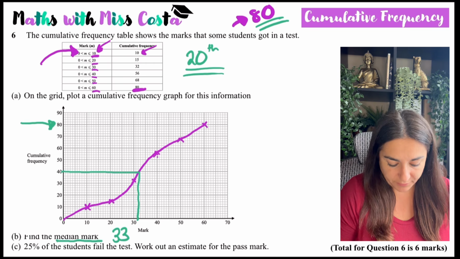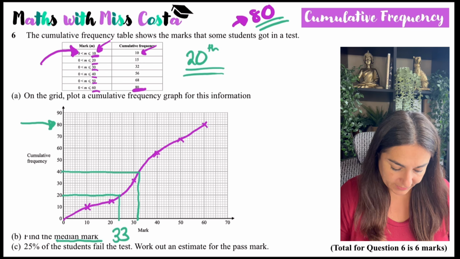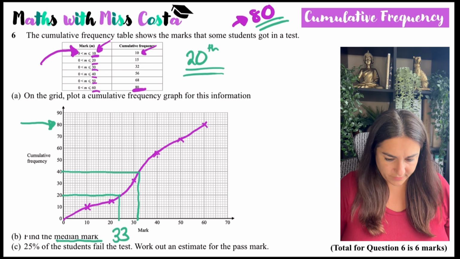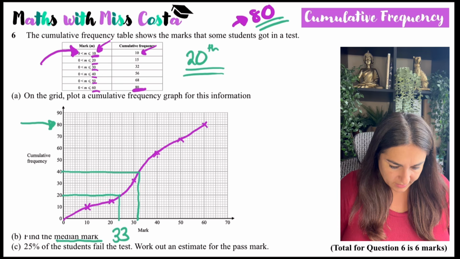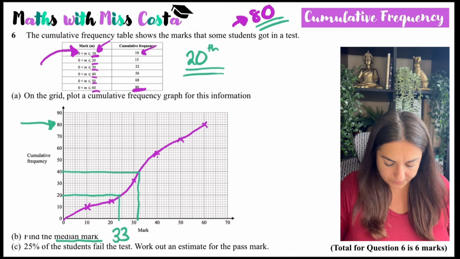So on my cumulative frequency graph, I go to 20, which is 25% of the data, and I go down, and that gives me 24.